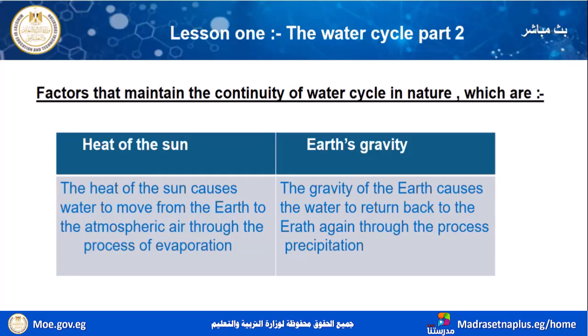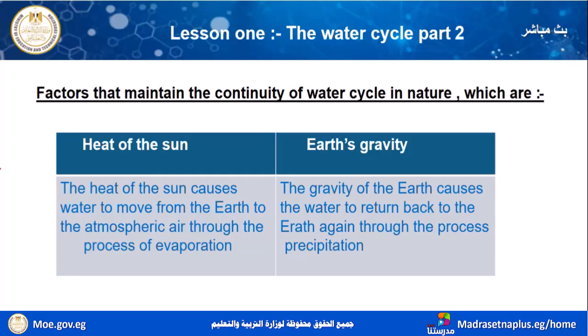So there are two factors. The first factor is energy. This energy is the heat of the sun. While the second factor is force. This force is called the Earth's gravity. The energy makes the water vapor rise up into the atmosphere, while the force of the Earth's gravity returns the water again to the Earth's surface.